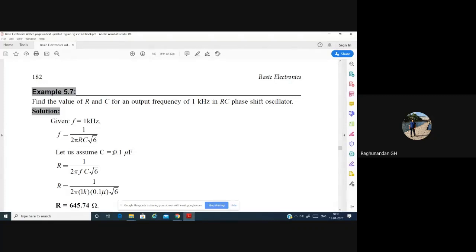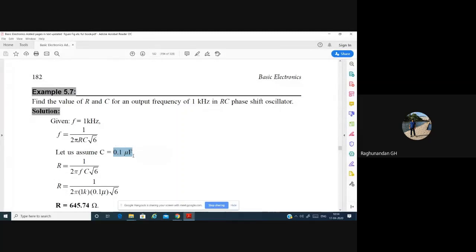We design the resistance value properly, but the capacitor value we will assume. So assume the capacitor value is 0.1 microfarad. Why 0.1 microfarad only? Because 0.1 microfarad is the standard capacitance value which we assume for oscillators. So assume C is equal to 0.1 microfarad.